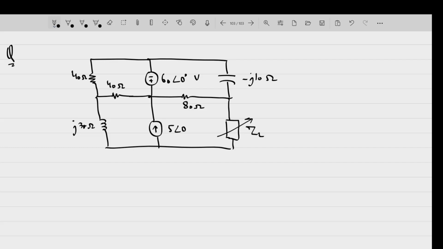Find ZL for maximum power delivered to this. ZL for maximum power transfer. Forty ohms, 60 angle 80. Okay. You have to find ZL, you don't have to find the maximum power. So there is no need to find VTH, you only have to find ZTH in this.